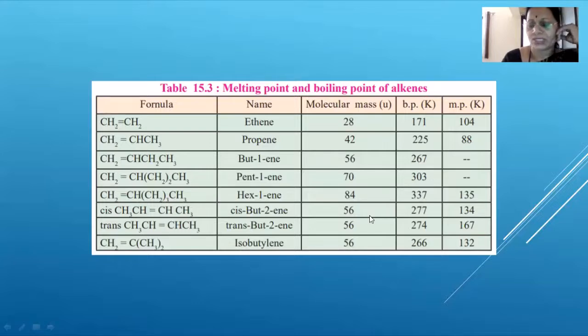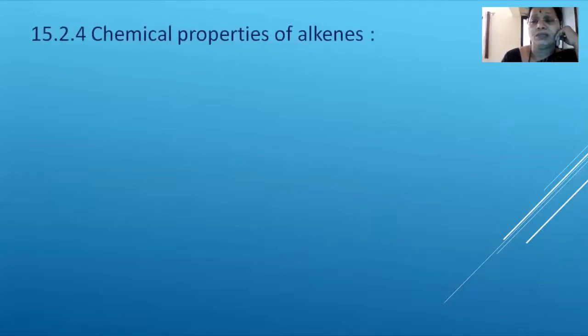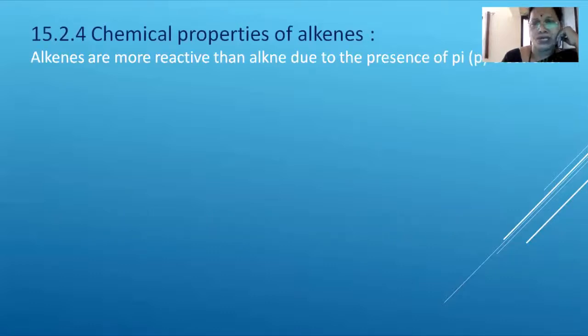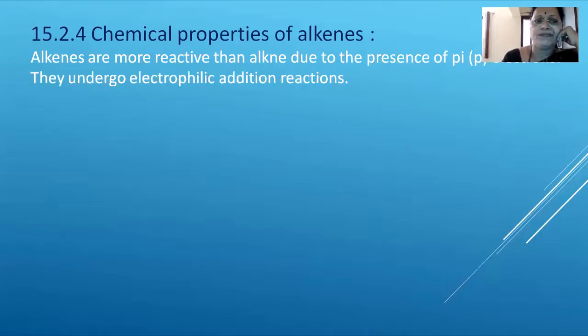Okay, so this is about physical properties of alkenes, and then we are going to study about chemical properties of alkenes. So in chemical properties, alkenes are more reactive than alkanes. Our reason is due to presence of double bond. Okay, so they undergo electrophilic addition reaction. Type of reaction is addition reaction, and here reagent is electrophile, electrophilic addition reactions.